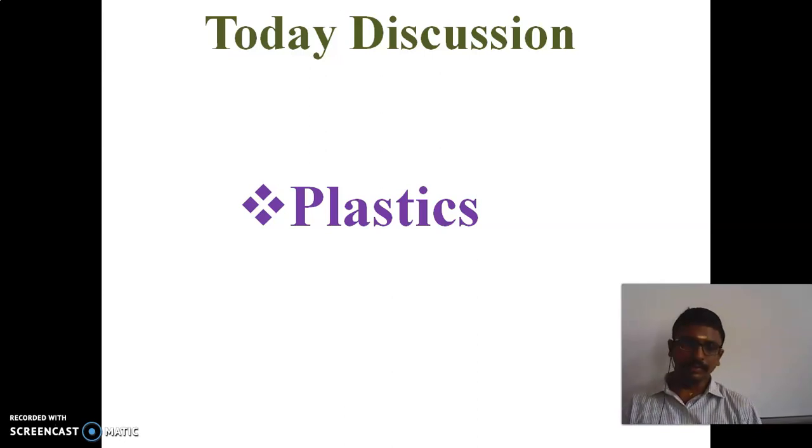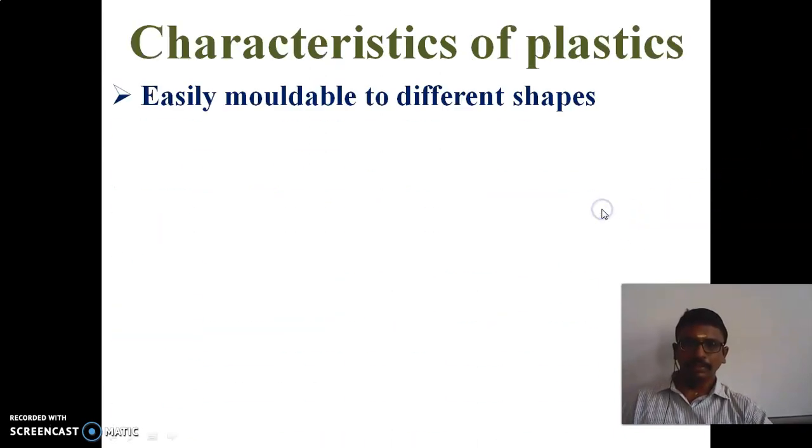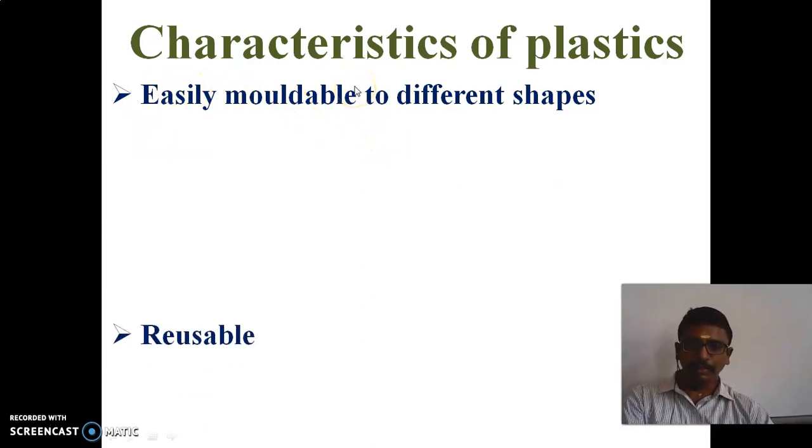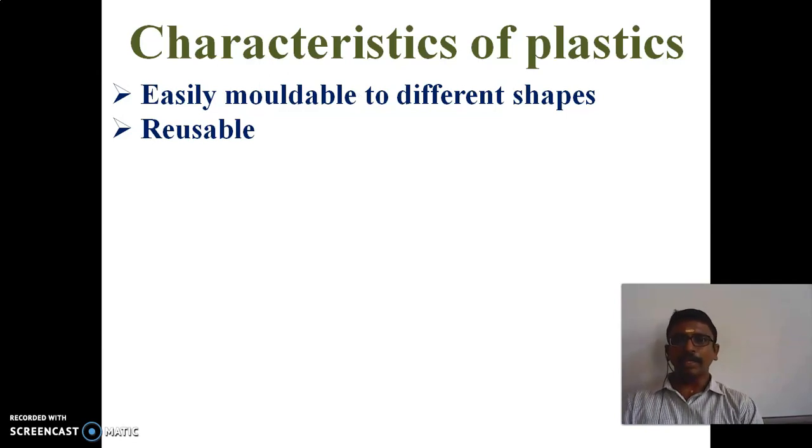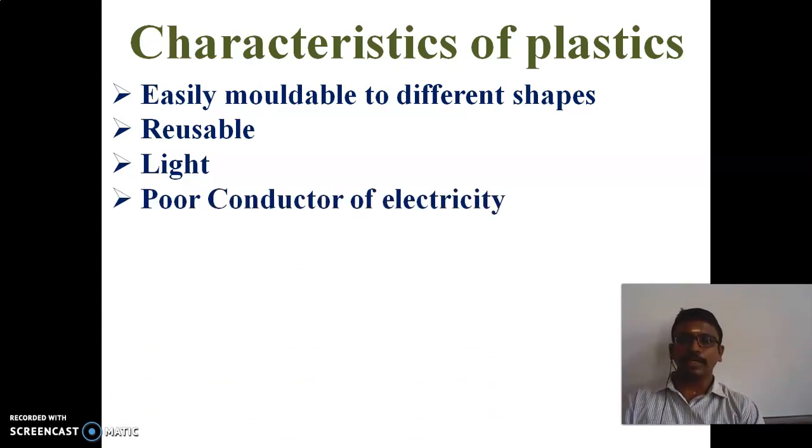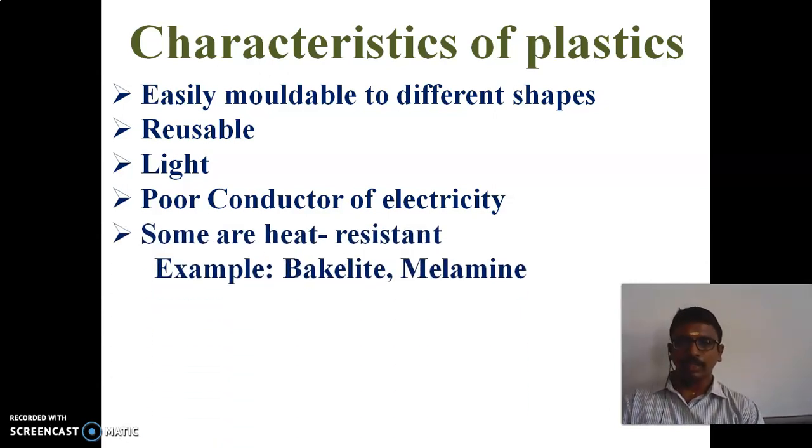What are the characteristics of plastics, children? It is easily moldable to different shapes, it is reusable, and it is light. Light means lightweight; the density is less. It is a poor conductor of electricity, so these plastics can be used for electrical purposes, and some are heat resistant.